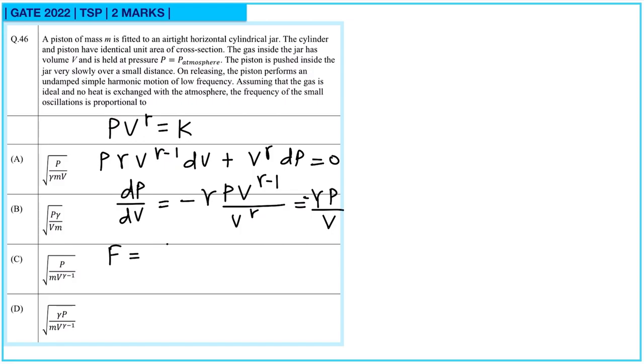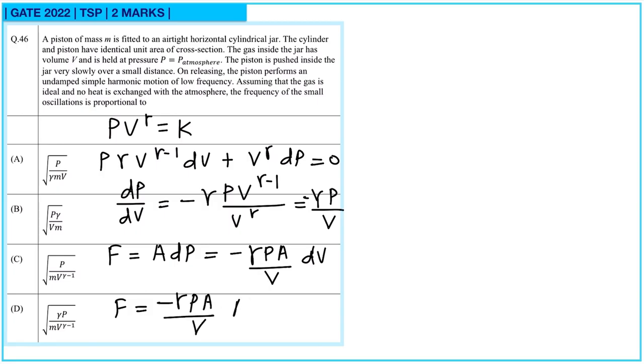Now we have force is equal to A into dP, area into change in pressure. Here dP we have calculated, so this will be minus gamma into PA by V into dV. Now dV is the change in volume, which is equal to area of cross section into displacement, A into dx. So F is equal to minus gamma P A square upon V into dx.